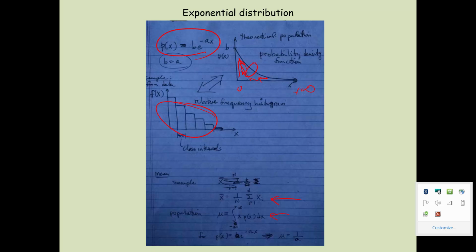And so you can go through and perform this integral just like you did in the second semester of calculus, derive that integration and get the result, and it will come out that mu will be equal to 1 over a.